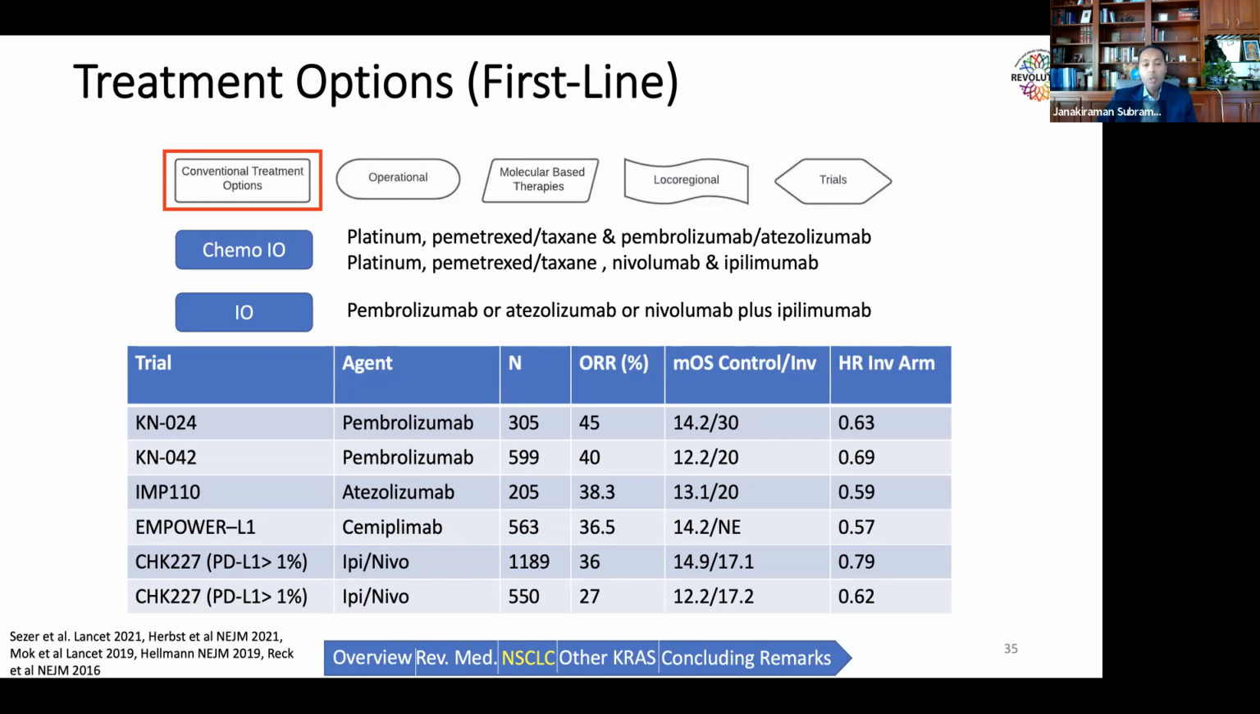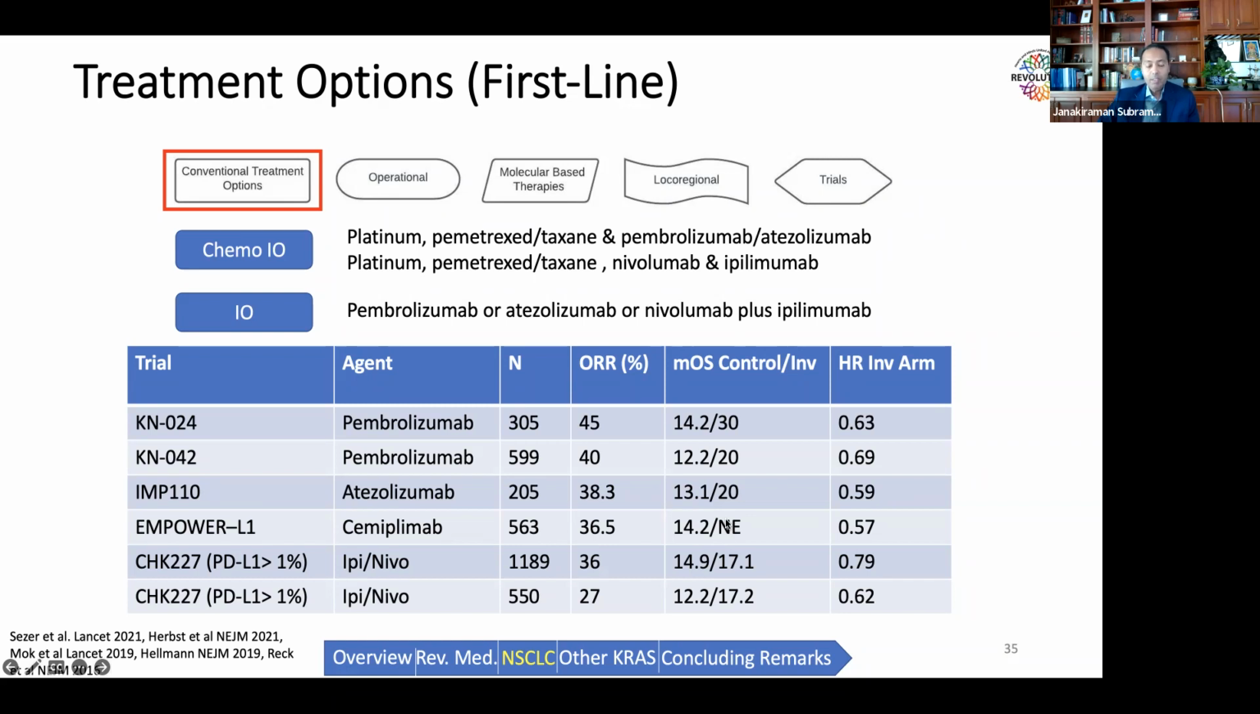Keynote 42 looked at patients who had PD-L1 expression from 1% to 100%, but the data that I'm showing here is specific to the 50% or higher, and the median overall survival is lower than what we saw in Keynote 24, but still significantly higher compared to patients getting chemotherapy there. And subsequently, we had IMpower 110 as well, which also showed single agent IO to be active in the high expressors of PD-L1.